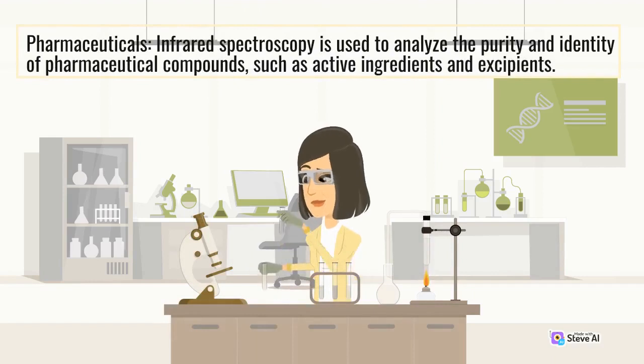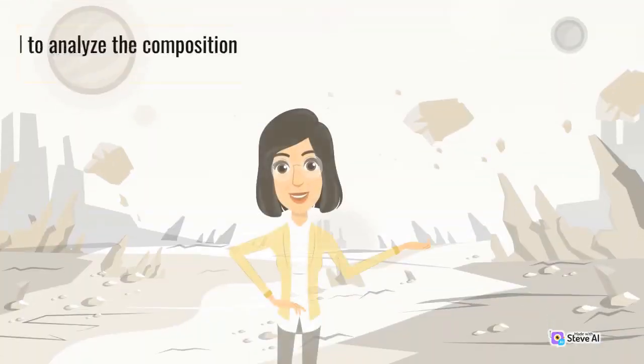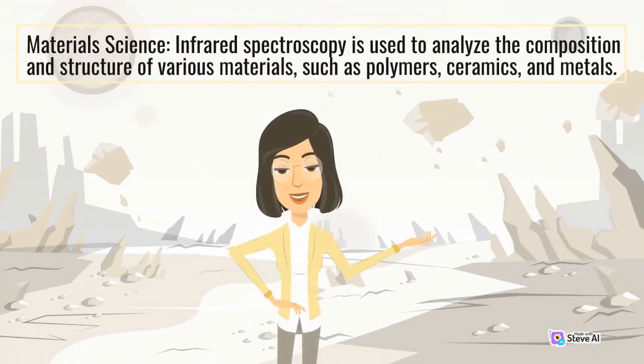Pharmaceuticals. Infrared spectroscopy is used to analyze the purity and identity of pharmaceutical compounds, such as active ingredients and excipients. Materials science. Infrared spectroscopy is used to analyze the composition and structure of various materials, such as polymers, ceramics, and metals.